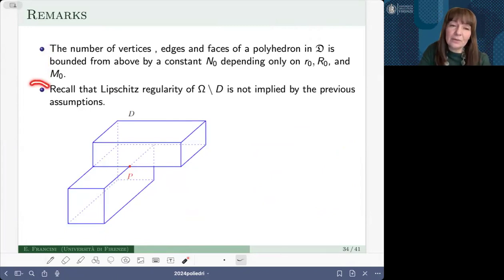I want to point out that we need to assume Lipschitz regularity of this polyhedron because it's not implied by the condition of non-degeneracy. Here you see a polyhedron that meets all the conditions that we put on our polyhedra, but still it's not Lipschitz, because at this point here you are not able to represent its boundary as the graph of a Lipschitz map.